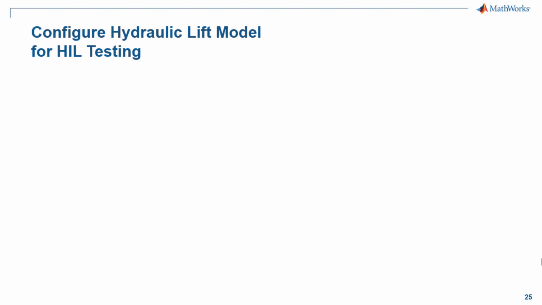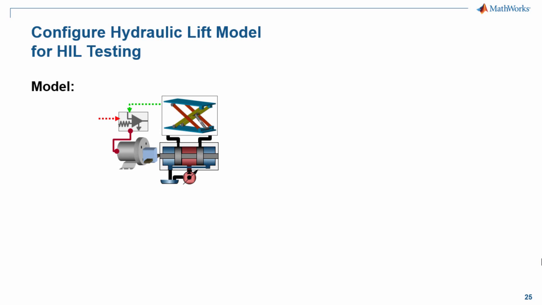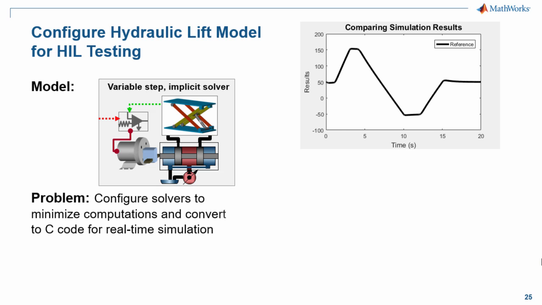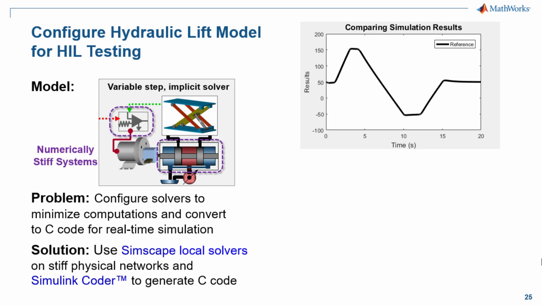In this demonstration, we're going to see how we can configure a hydraulic lift model for hardware-in-the-loop testing. We have a model of a hydraulic lift, and we are happy with the results we get from desktop simulation with a variable step solver. We now need to configure this model for hardware-in-the-loop testing. The challenge here is that portions of our model are numerically stiff. We'll need to use the Simscape local solver in order to make this model real-time capable.